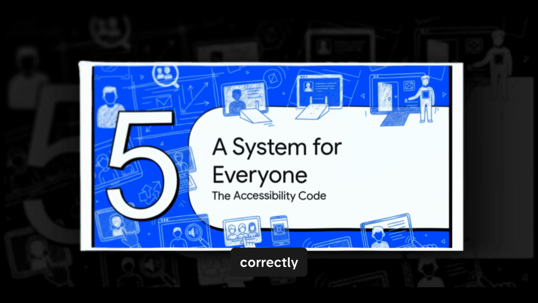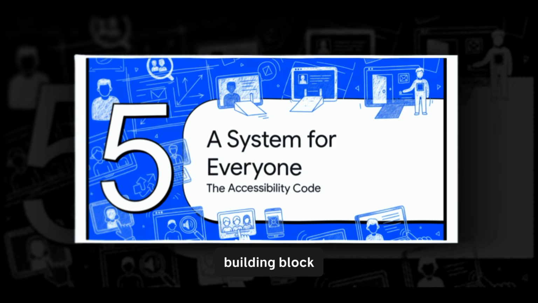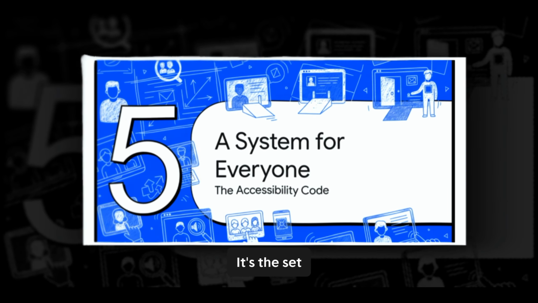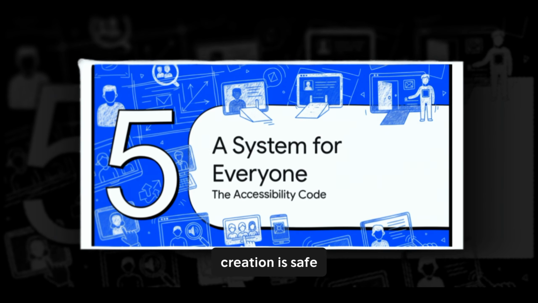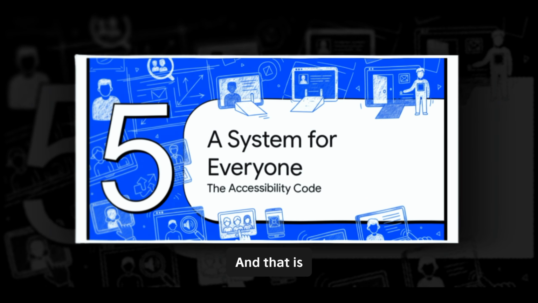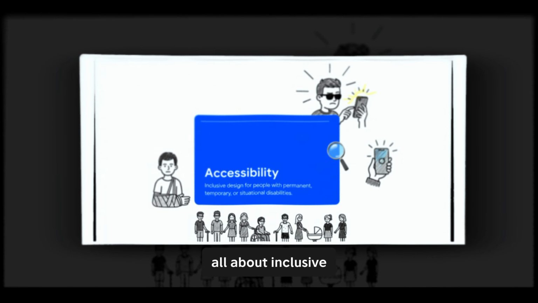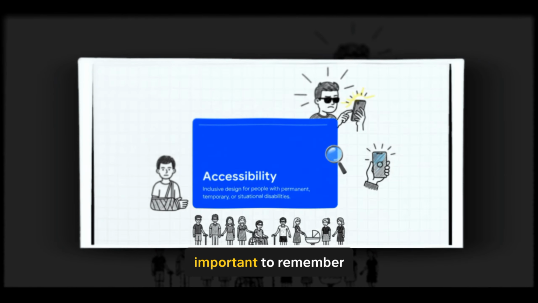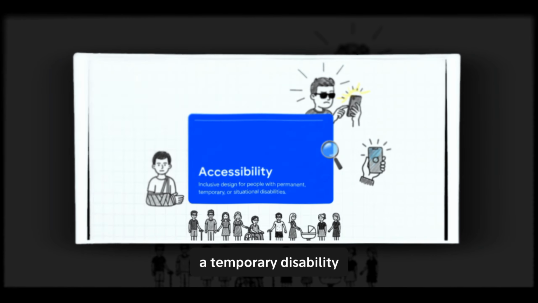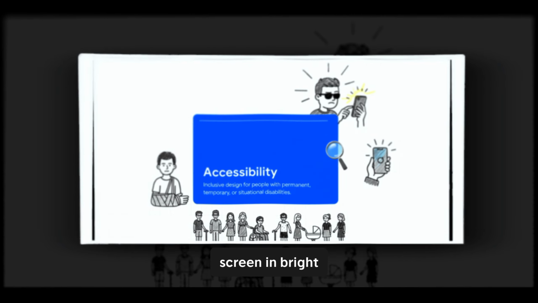Okay, now let's talk about something that isn't just another building block. It's more like the universal building code for our entire structure. It's the set of rules that make sure our creation is safe, usable, and welcoming for absolutely everyone. And that is accessibility. Accessibility is really all about inclusive design, and it's so important to remember that disabilities aren't always permanent. Someone could have a temporary disability, like a broken arm, or even just a situational one, like trying to see their phone screen in bright sunlight.